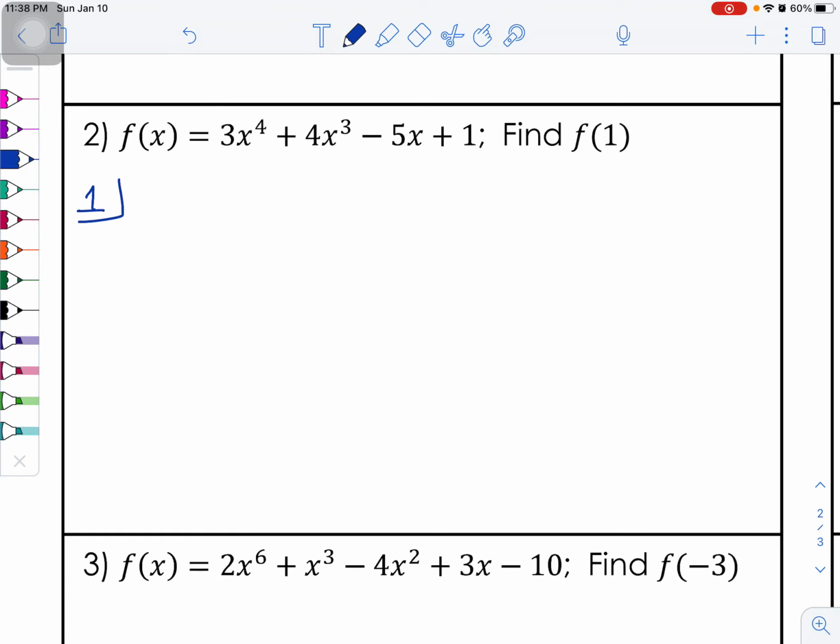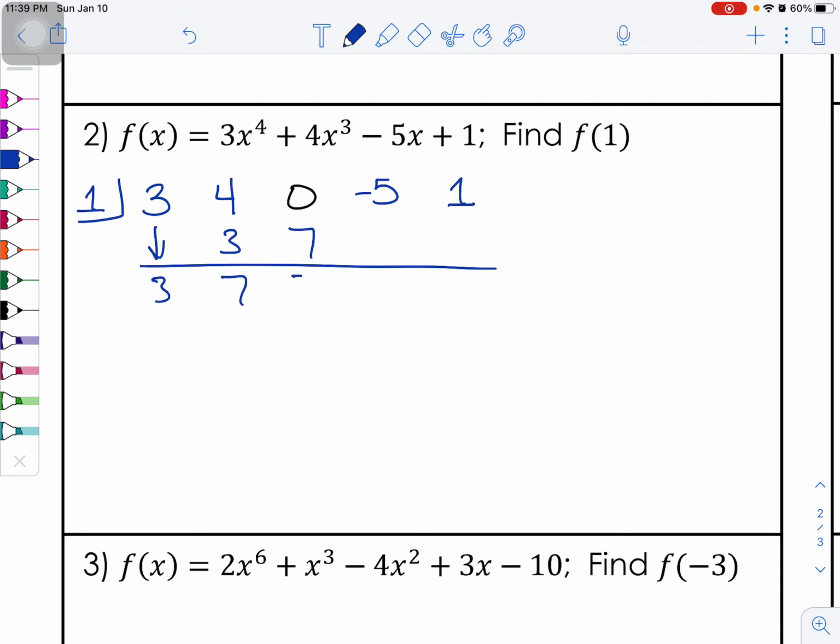I know that x is 1 here. Let's see, we've got x to the 4th has a coefficient of 3. X to the 3rd has a coefficient of 4. X squared does not exist in this problem, so placeholder of 0. X has a coefficient of -5, and my constant is 1. All right, little room to work. Drop that 3 down. All right, let's start multiplying.